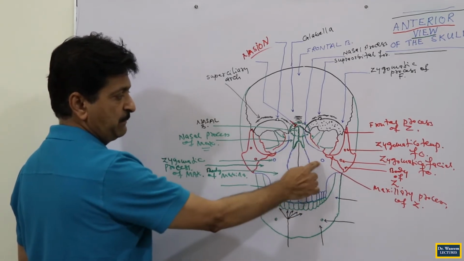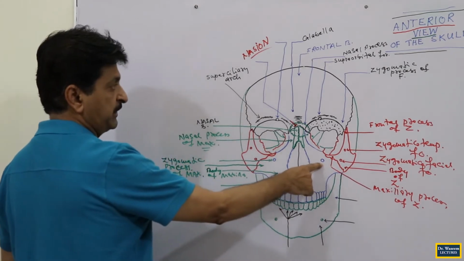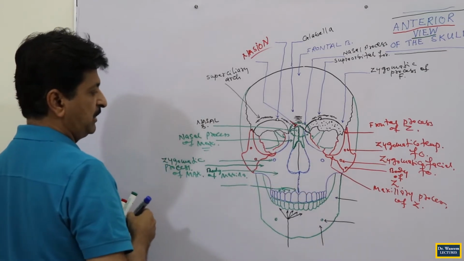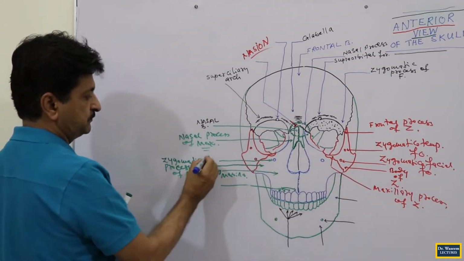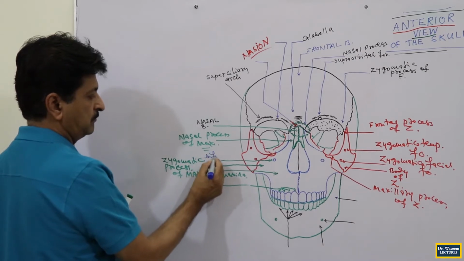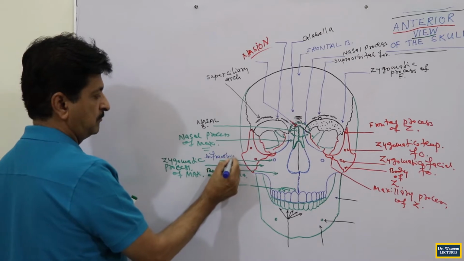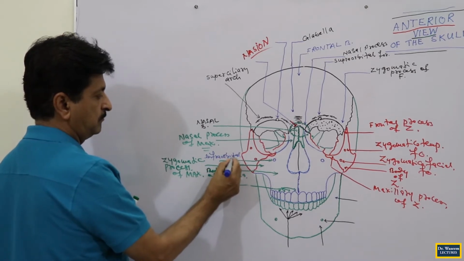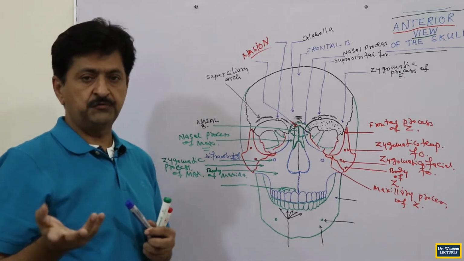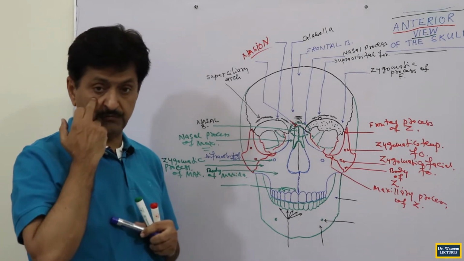But at the same time in the maxilla you will find a very important foramen, called the infraorbital foramen. Just like your supraorbital foramen, this is another foramen called the infraorbital foramen. Watch this. This is the infraorbital foramen. Name: infraorbital foramen. Location: body of the maxilla, just closer to the inferior orbital margin.